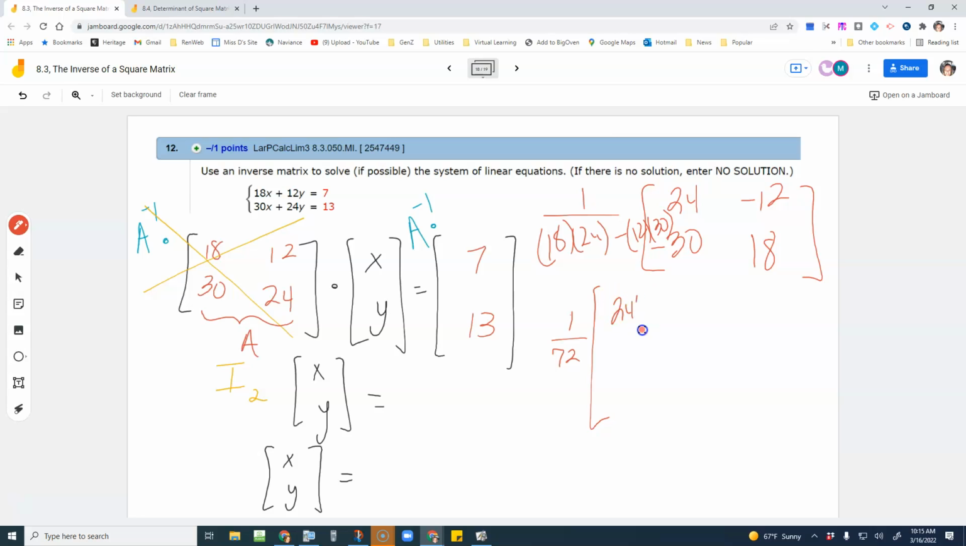So I'm going to have 24 times 7 plus negative 12 times 13. So across, down: 24, 7, negative 12, 13. And then go to the next row, and negative 30 is multiplied by 7, plus 18 multiplied by 13. I just need to do that and divide by 72, and I will have my final two answers of what x is and what y is. Finish.